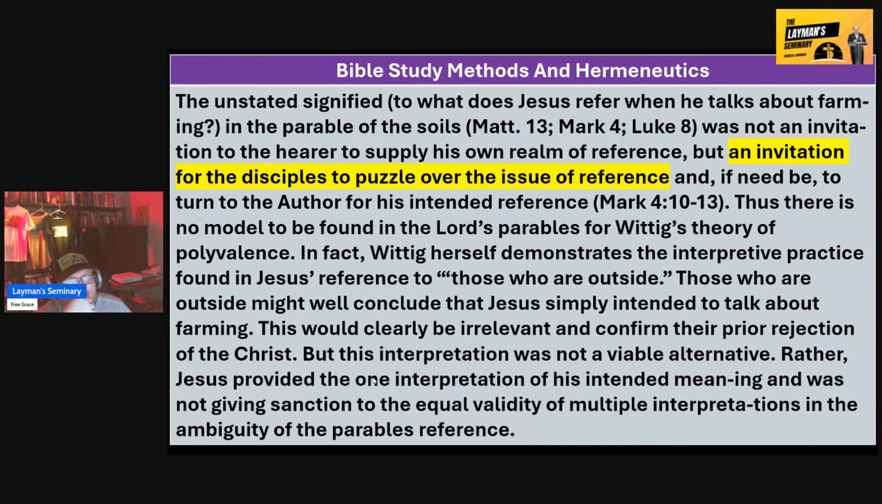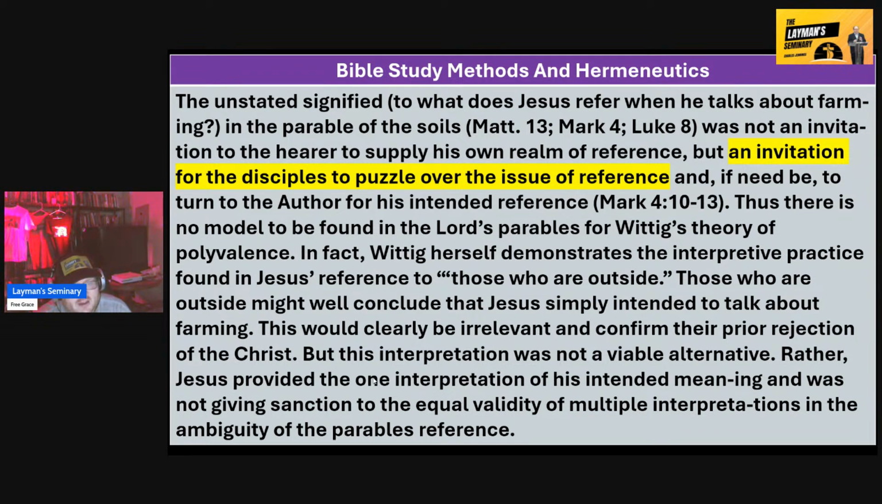The unstated signified, to what does Jesus refer when he talks about farming in the parable of the soils, was not an invitation to the hearer to supply his own realm of reference, but an invitation for the disciples to puzzle over the issue of reference, and if need be, to turn to the author for his intended reference in Mark 4. Thus, there's no model to be found in the Lord's parables for Wittig's theory of polyvalence.